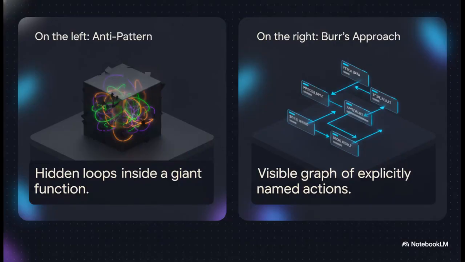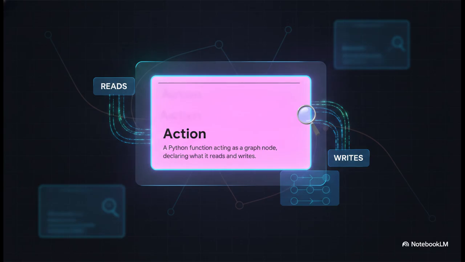Think about the architectural contrast here. A hidden black box loop buried inside a massive function is a huge liability. When it fails, you literally have no idea why. Contrast that with Burr's approach, which is a highly visible graph of explicitly named actions and transitions. This explicit structure means you can pause, resume, inspect the state, and reason about exactly what happened at any specific node in your application. So, let's break down the core components of this graph, starting with the action.